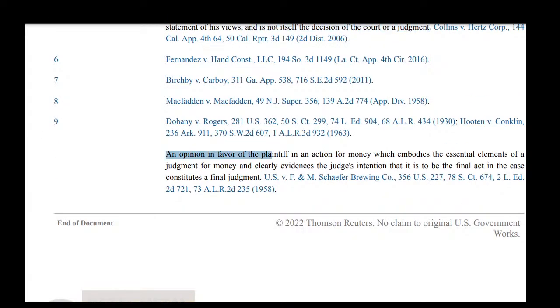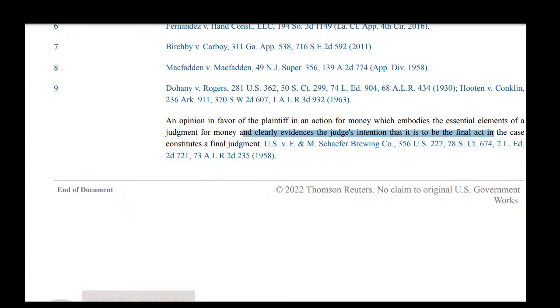And an opinion in favor of the plaintiff in an action for money, which embodies the essential elements of a judgment for money, and clearly evidences the judge's intention that it is to be the final act in the case, constitutes a final judgment. So money helps bring the action to a final judgment. It clearly evidences the judge's intention that it is to be the final act. They want money, they got money, that constitutes the final judgment.